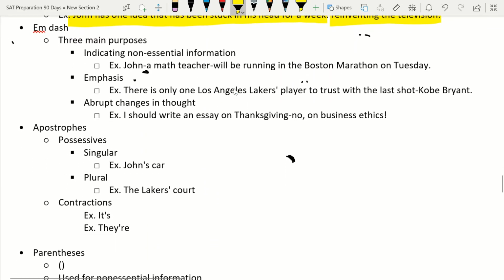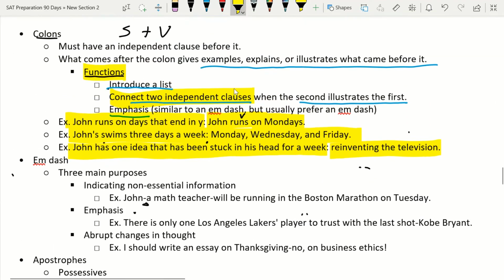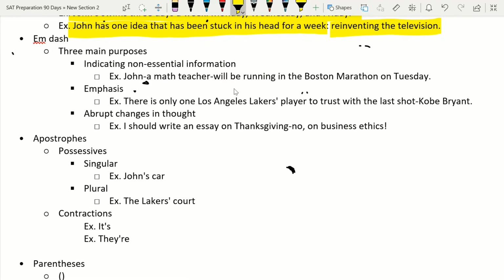Okay, next up we've got the em dash. All right, so there are three main purposes of an em dash. Number one, indicating non-essential information. So let's take a look at our sentence example.